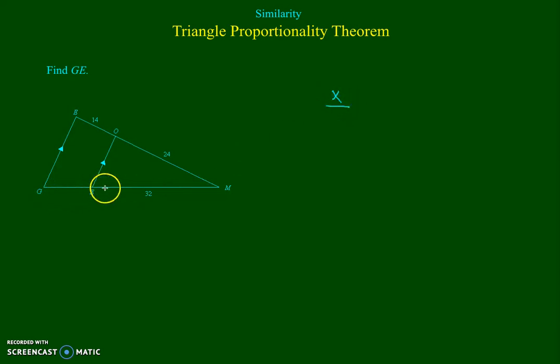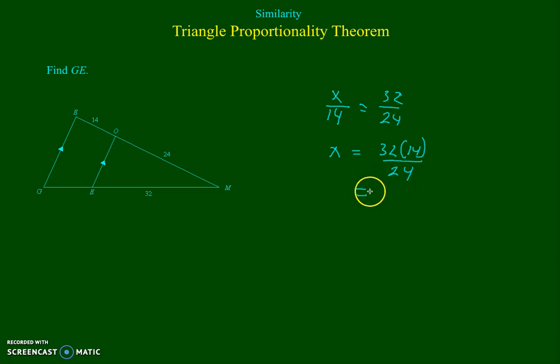Now I can do any proportion I want. I can say this is to this as this is to this. I can go in this direction, this is to this as this is to this. It really doesn't matter. It all works out the same. So I'm just going to make it clean and say this is to this as, come back here, 32 is to 24. And that's all I have to do is multiply by 14. So x equals 32 times 14 divided by 24.